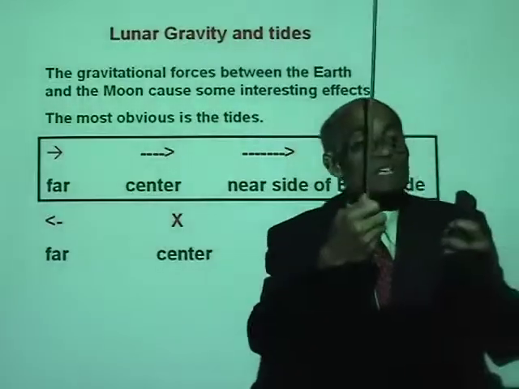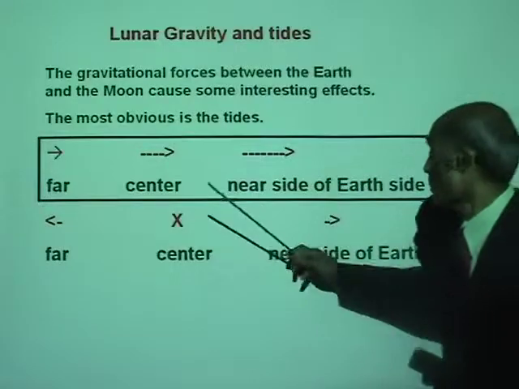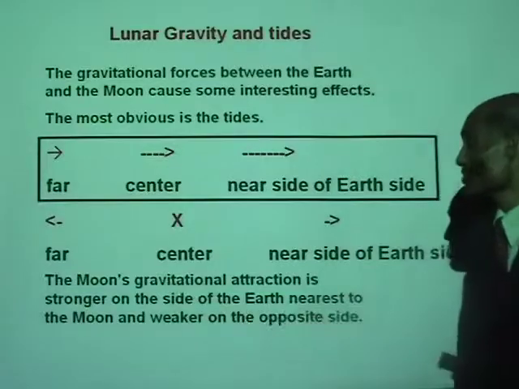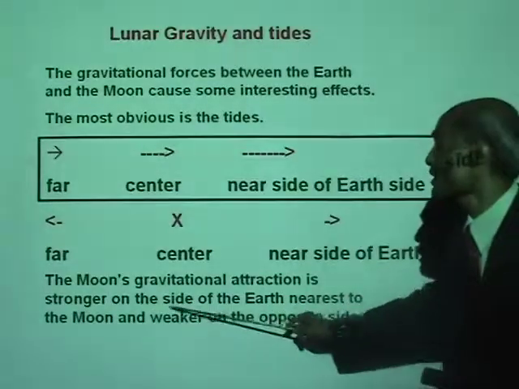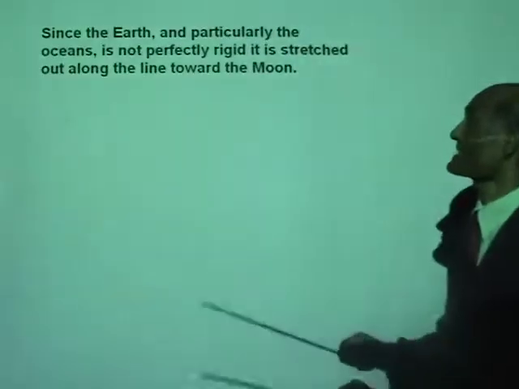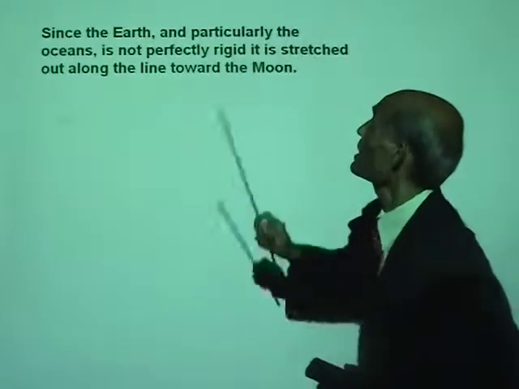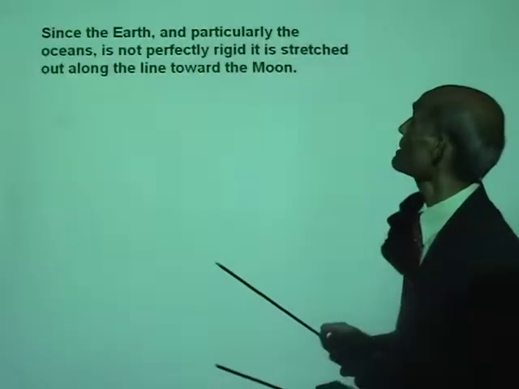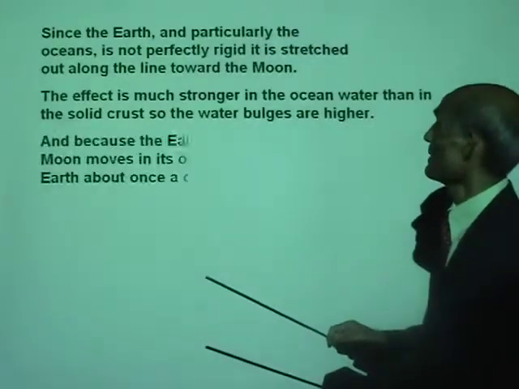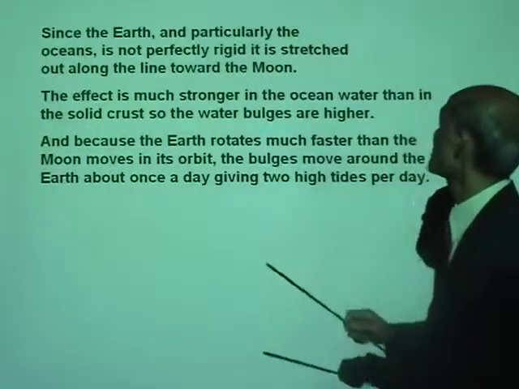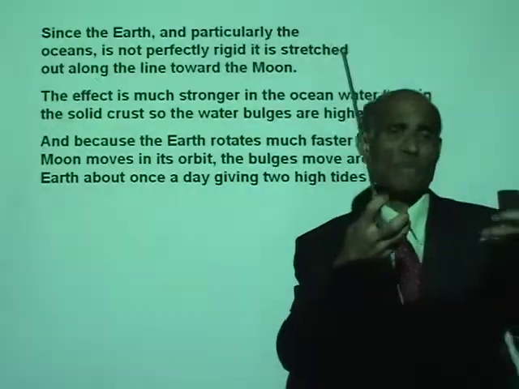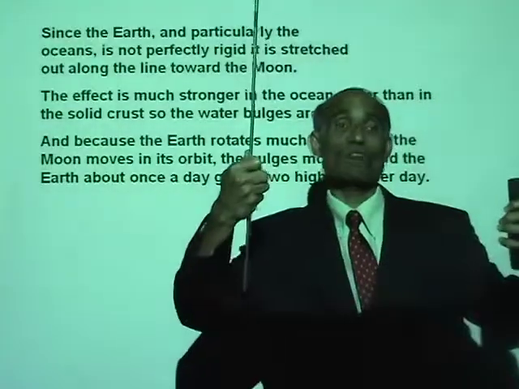That means Earth gets pulled towards the moon, more on the near side and less on the far side. So the moon's gravitational attraction is stronger on the side of the earth nearest to the moon and weaker on the other side. Since the earth, and particularly the oceans, is not perfectly rigid, it is stretched out along the line towards the moon. Now, because the earth rotates much faster than the moon moves in the orbit, that gravitational pull produces a bulge on the ocean.